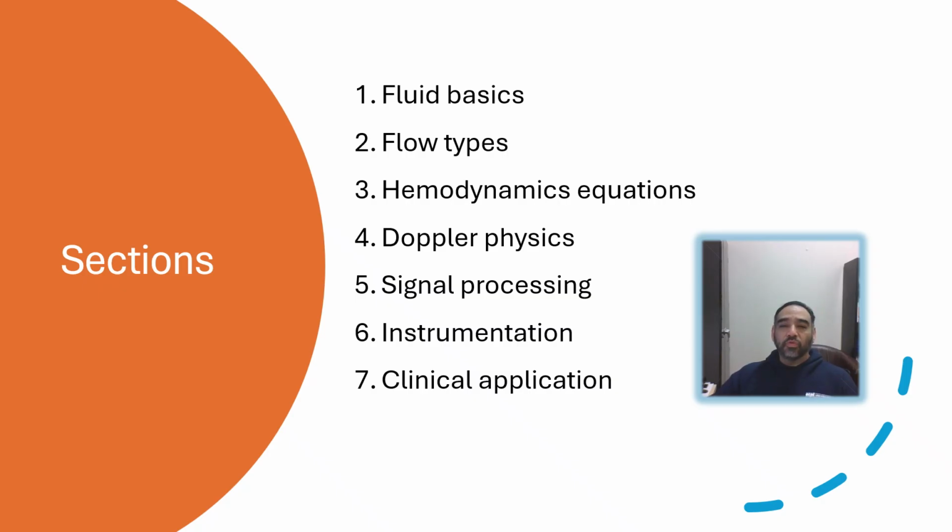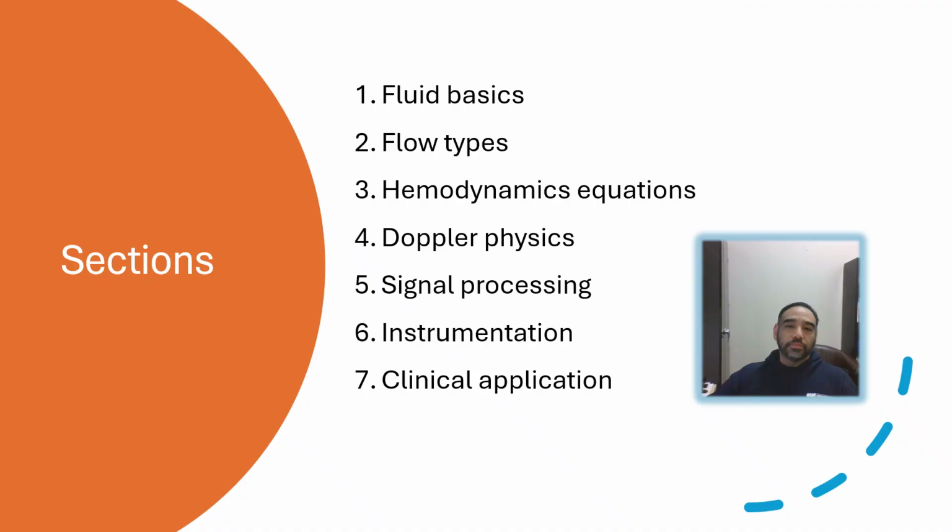So if flow types describe the patterns we see, hemodynamics explains why those patterns occur. And this is where pressure gradients, resistance, vessel radius, and flow rate are connected mathematically. Continuity, Poiseuille's law, and Bernoulli's effect give us the physics that govern those flow behaviors. Once we understand hemodynamics, we're prepared to step into Doppler physics, where motion becomes frequency shift. And from there, we'll explore signal processing, then instrumentation, and finally, clinical application, where everything comes together in real diagnostic scenarios. Each phase builds logically on the previous one, and right now we're focusing on hemodynamics, the physics engine behind blood flow.